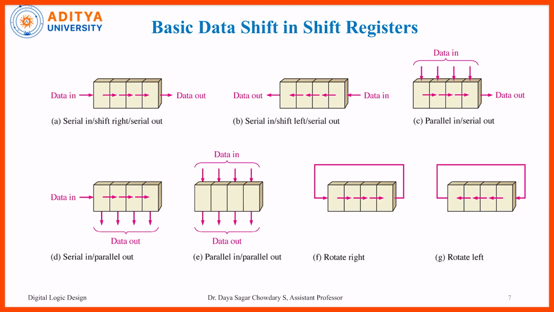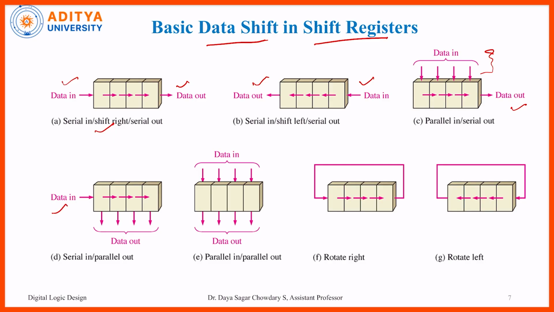Now this is a simple figure that shows basic data shifting in shift registers. If we observe the first figure, the input is from the left and the output is shifted to the right. Here the input is shifting from right to left. Now here we give the parallel data and take the sequential, that is serial, data output.